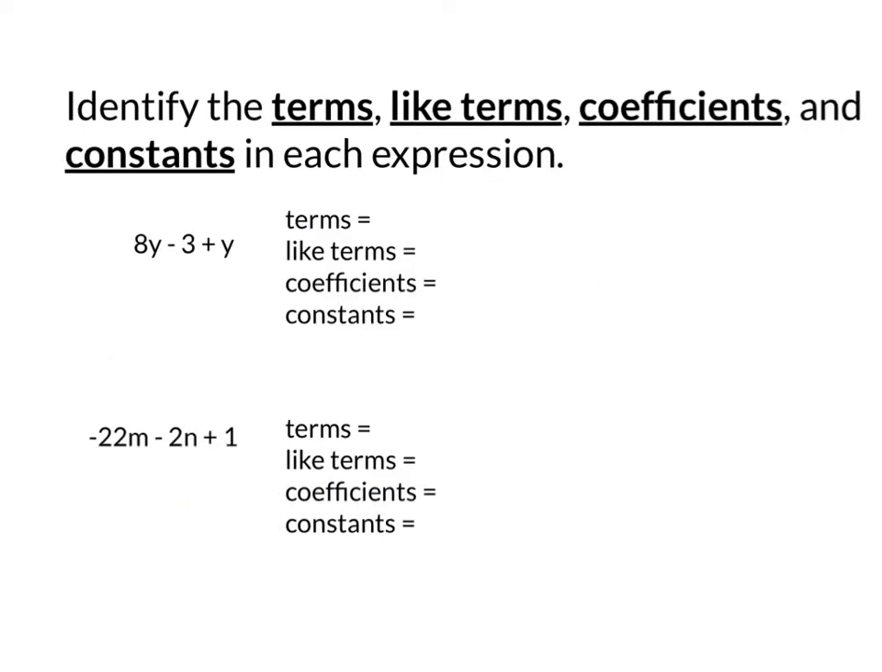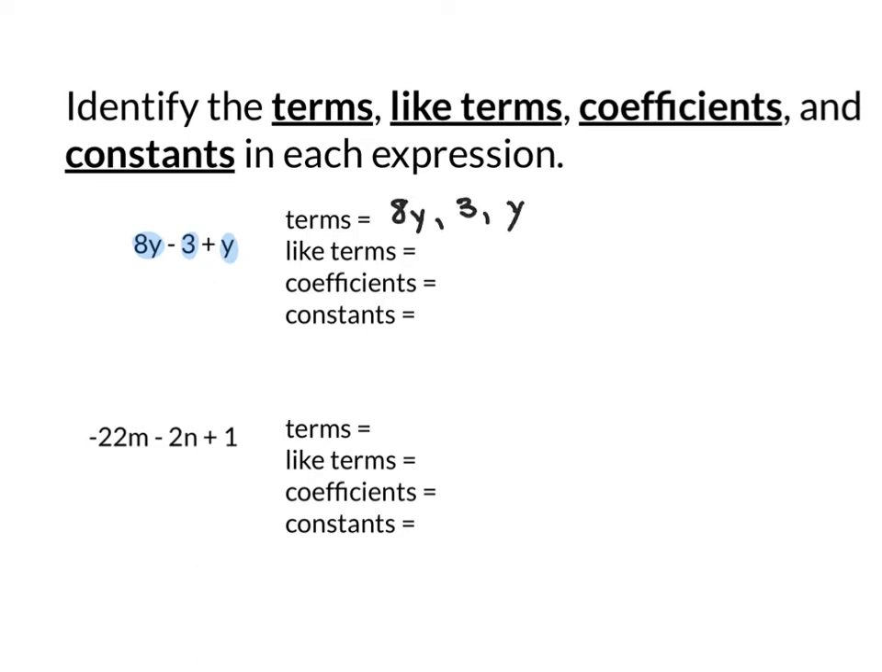Now we're going to look at an algebraic expression to identify the terms, the like terms, the coefficients, and the constants. 8y minus 3 plus y. All right, terms are the parts that we are subtracting or adding. So I'm going to highlight those parts. We have 8y, we have that positive 3, and the y. Those are what we call terms. So let's list them. 8y, 3, and y.